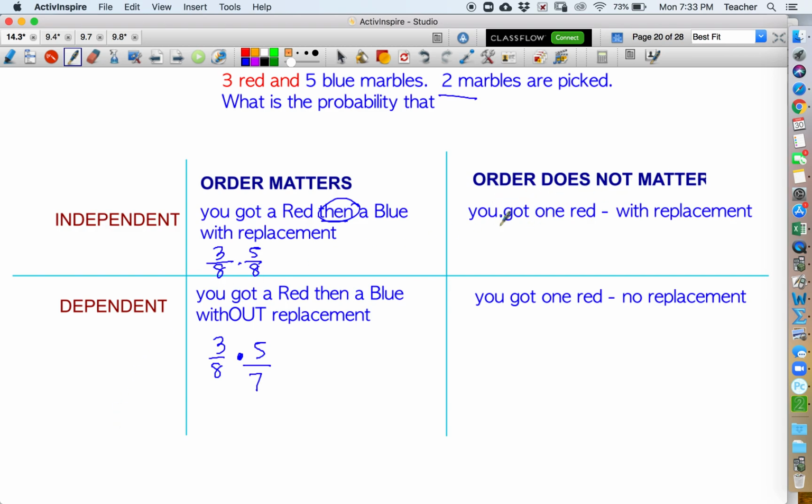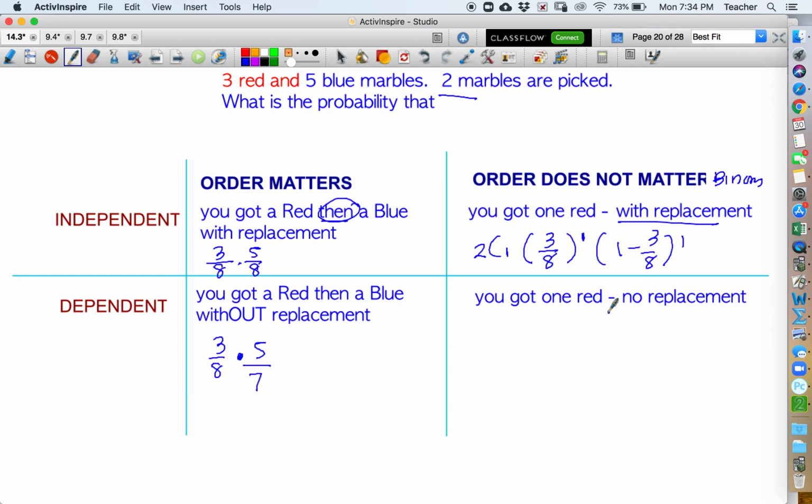Order doesn't matter, you just want to get 1 red, and it is with replacement, so this is the binomial probability. Okay, you're picking 2 marbles. Out of those 2 picked, you want one of them to be red. The probability of red is 3 out of 8. That's going to happen 1 time. 1 minus 3 out of 8 will happen 1 time.